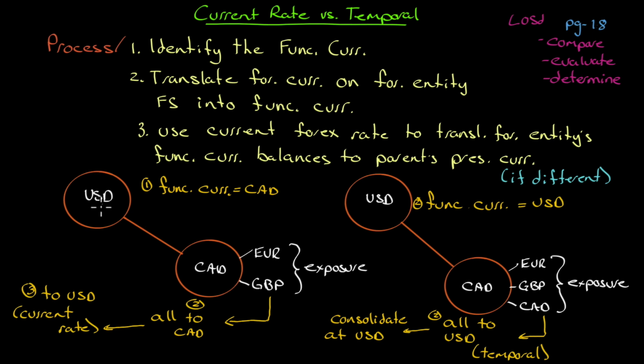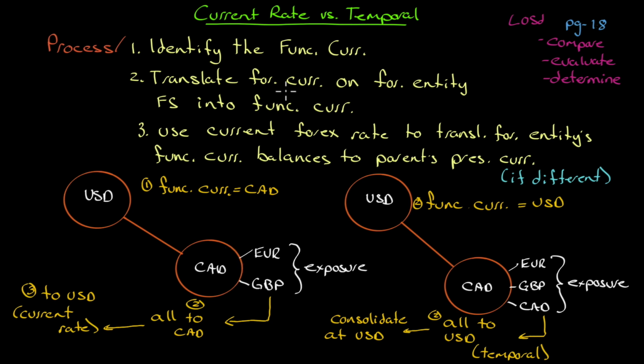Here's a relationship. Here's the parent, the US, that uses the US as its functional currency. And here's the subsidiary, which uses the Canadian as its functional currency. And it says right here, scenario number 1, the functional currency is the Canadian dollar here. But the Canadian company here does other business as well. It has euro receivables, let's say, and pound payables. That is called foreign currency exposure at the foreign entity level. This foreign currency exposure is at the foreign entity level.